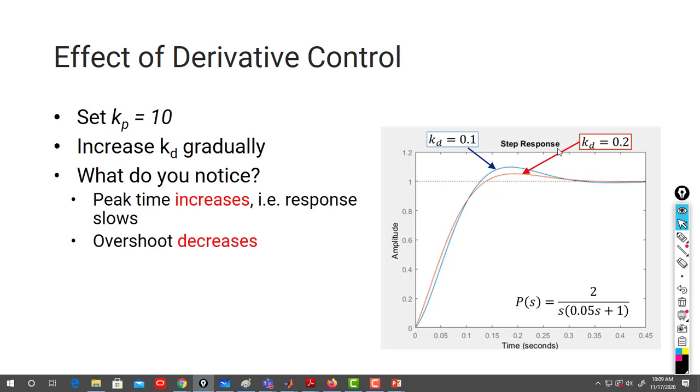Here what they did, they fixed KP at 10 and started increasing KD to see the effect of KD. But you may find some errors here. Okay, so you will look at them in their notice.